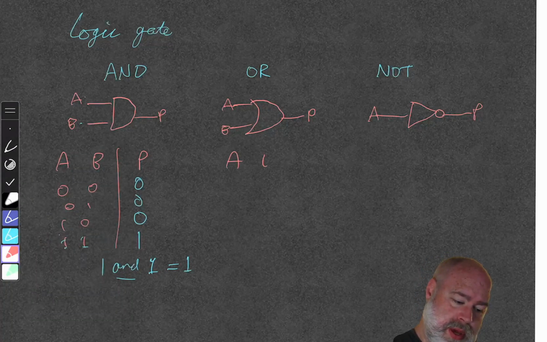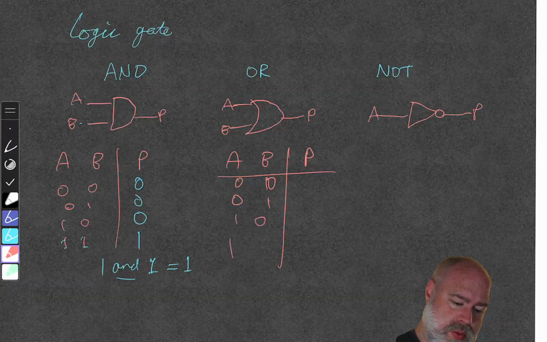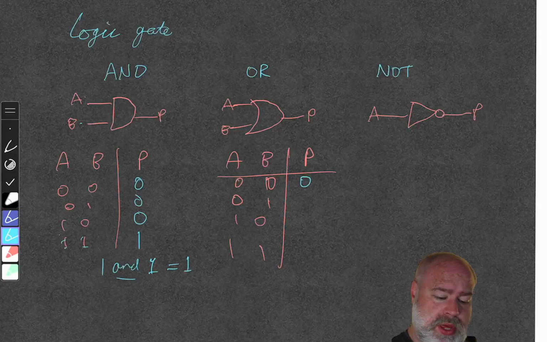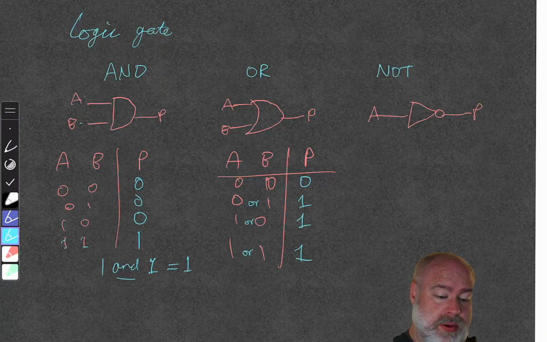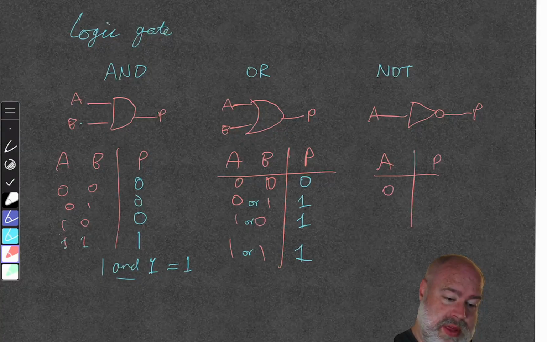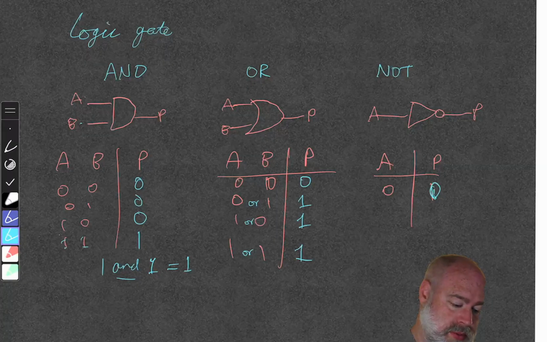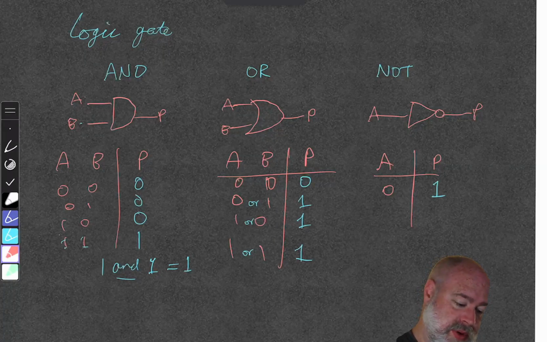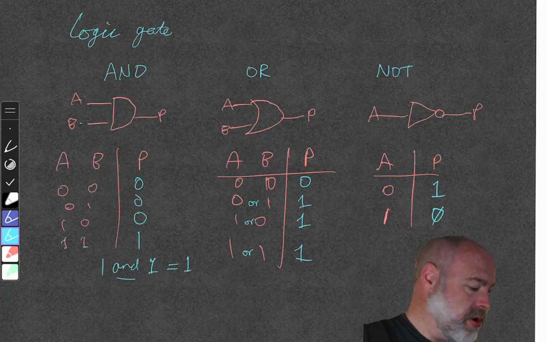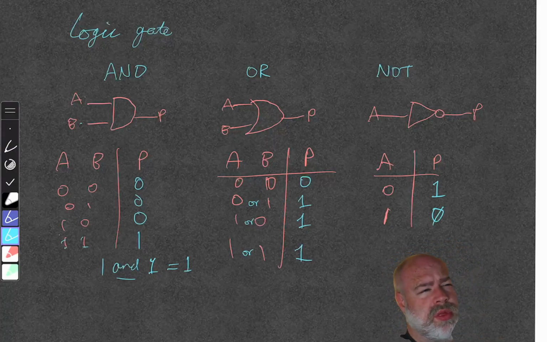So let's go here, A and B, output, same deal, 0, 0, 0, 1, 1, 0, 1, 1. In this case, the only one of these that's 0 is when they're both 0, but 0 or 1 is a 1. 1 or 0 is a 1. 1 or 1 is a 1. And here, you've only got one input there, A, and if that's a 0, P is 1, it inverts it, and then if A is 1, then the output is 0. So you've got to know and memorize those 3. Just memorize them. AND, OR, NOT.